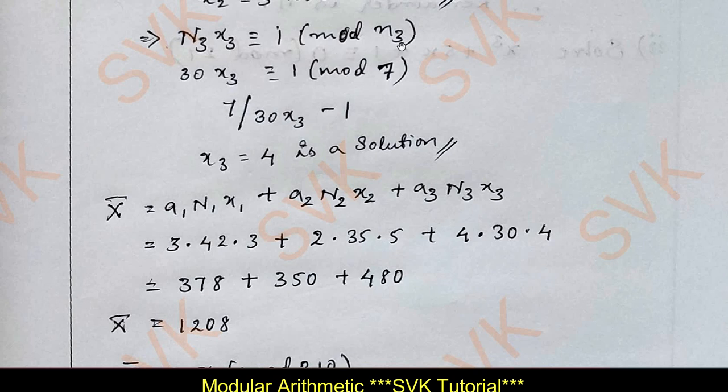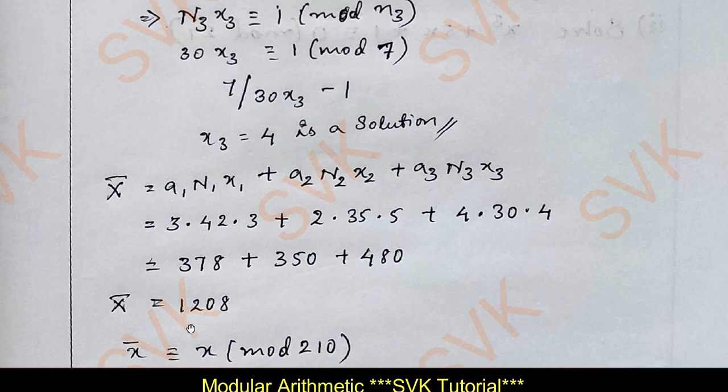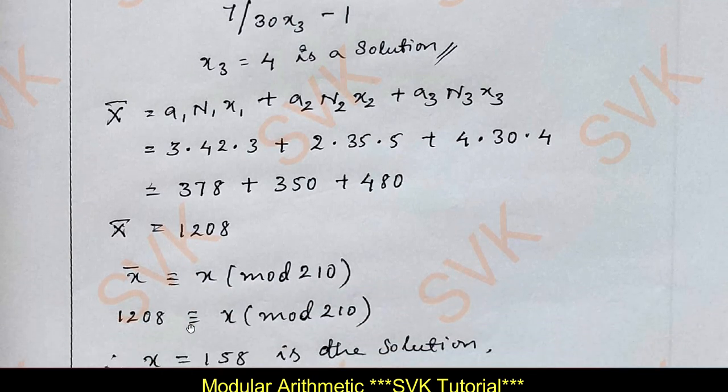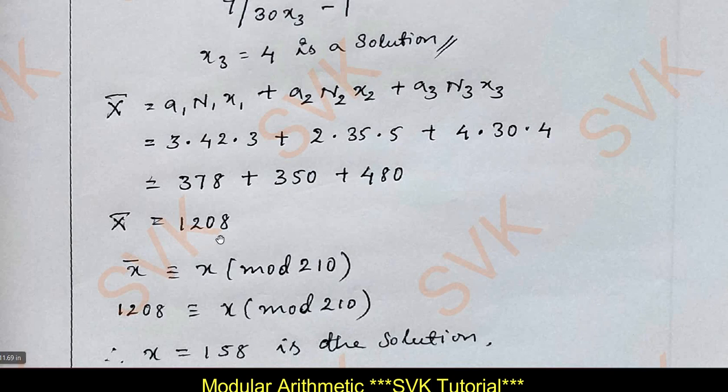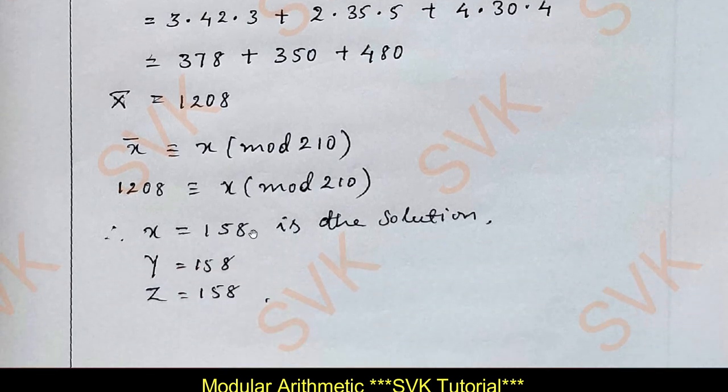Similarly, substituting for capital N3 and small n3, which is 7, we get 30 x3 minus 1 is divisible by 7 if and only if x3 is equal to 4. So finally, by the Chinese remainder theorem, we have x bar equal to a1 N1 x1 plus a2 N2 x2 plus a3 N3 x3. Substituting all the values, we get x bar equal to 1208. Then x bar is congruent to x mod 210. So we know that the value of x bar is 1208. Substituting that, the value of small x is given as 158.